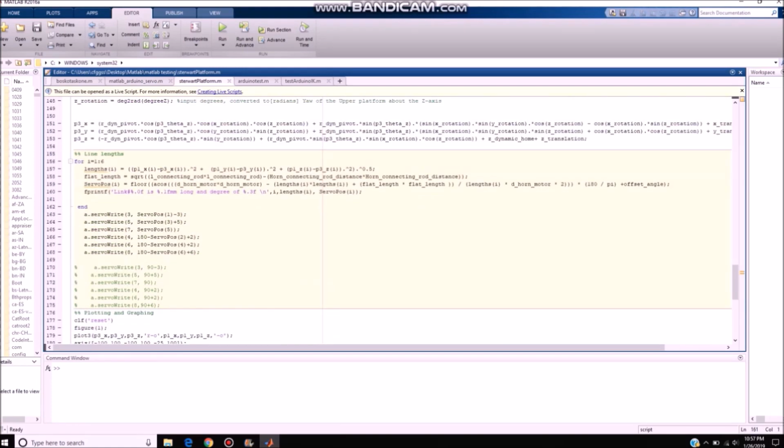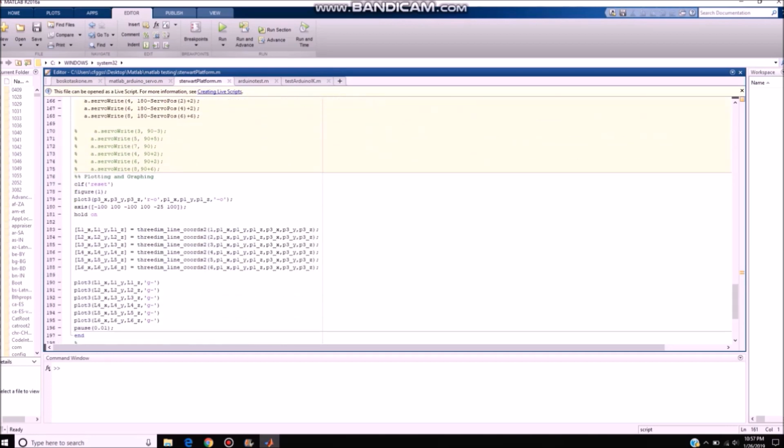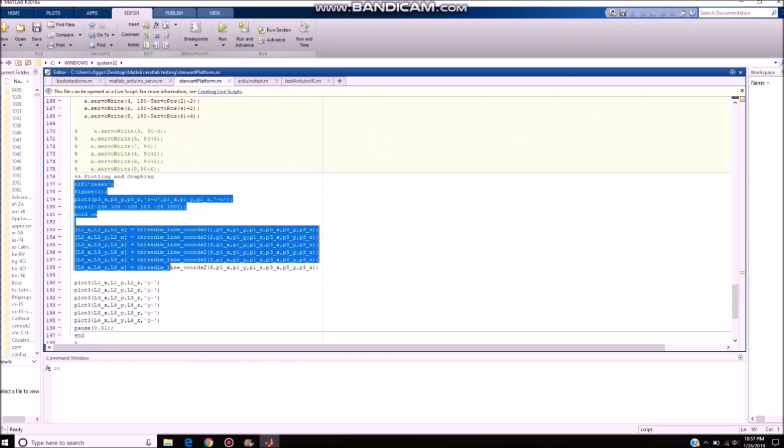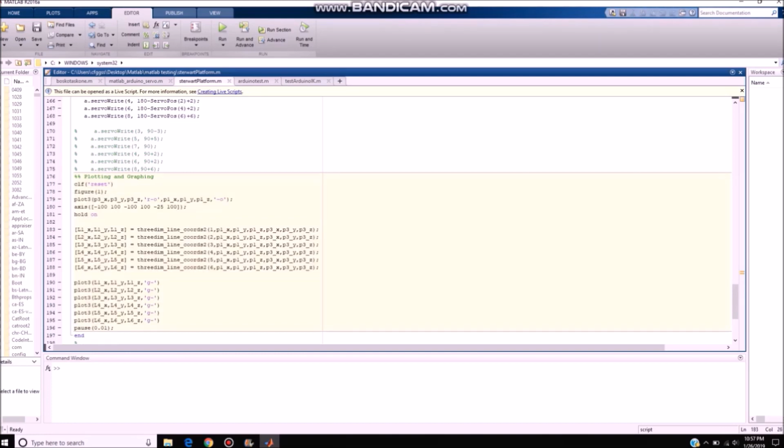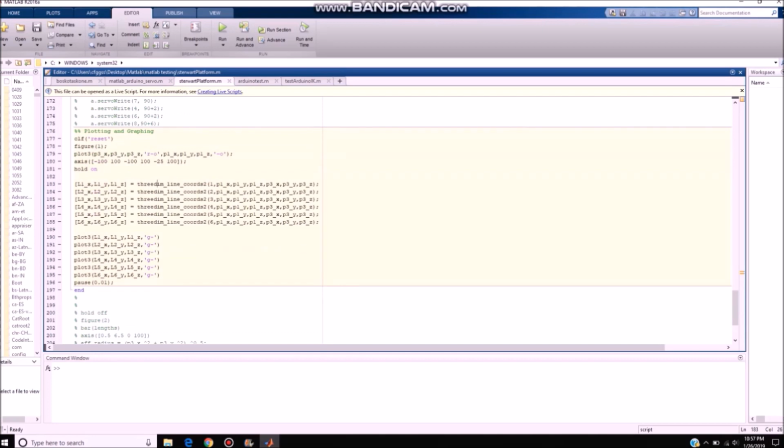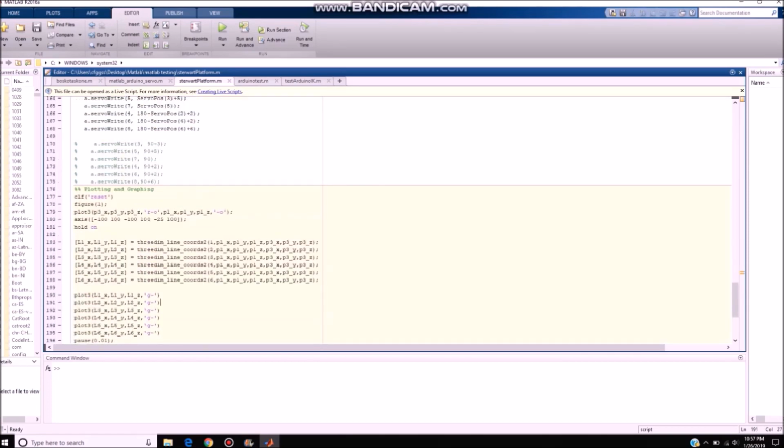You don't have to use MATLAB for this; you can use Arduino. This is actually the GUI for MATLAB. Basically, I opened a figure, plotted X, Y, and Z, made my axes, and then I plotted those points and connected those lines with this. And that's the whole code.